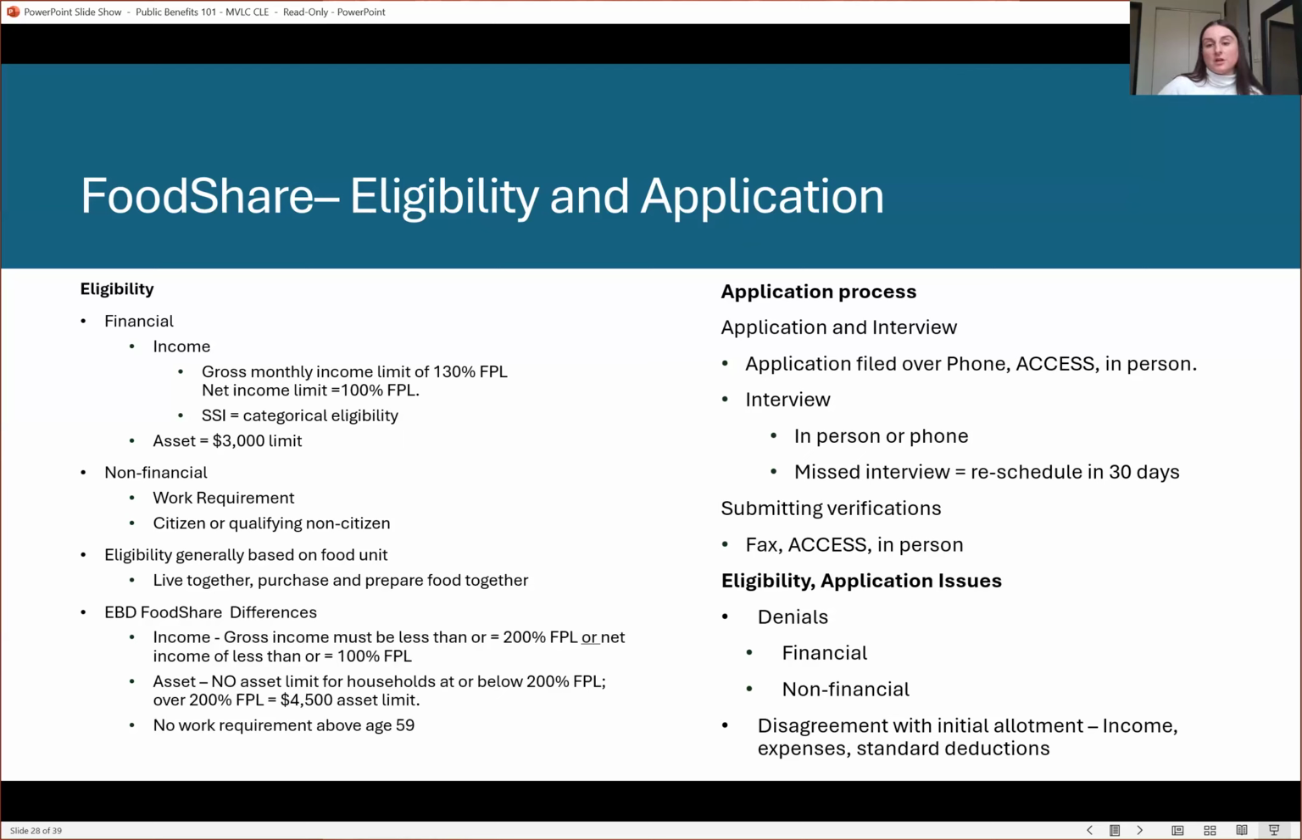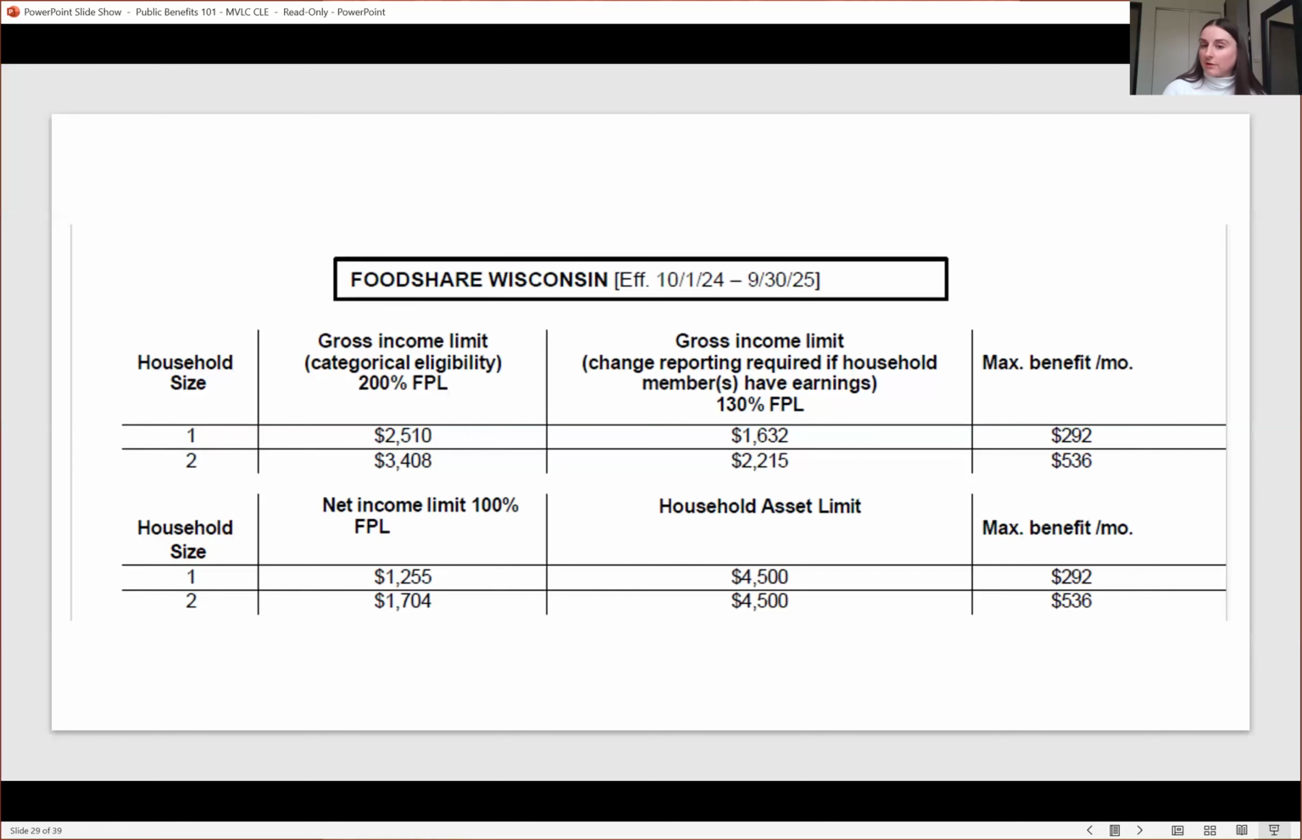Another issue that comes up at the application stage is disagreement with the initial allotment, your benefit. Your benefit considers your income, your expenses, and then standard deductions that are made across the board. If you think that they got your expenses wrong or your income wrong, you're going to have a disagreement with it at the application stage, and that can be fixed. Just for future reference, again, you can go back and look. The maximum benefit amount is on the right, and all of the eligibility limits are there based on household size, and the asset limits as well.